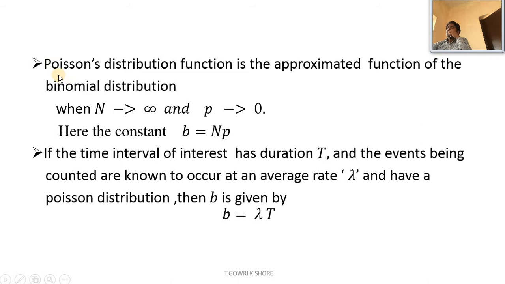So a Poisson distribution function is nothing but the binomial distribution function, but in the Poisson distribution function you keep n tending to infinity, and here there won't be any success or any failure. Therefore I represent p tending to 0.